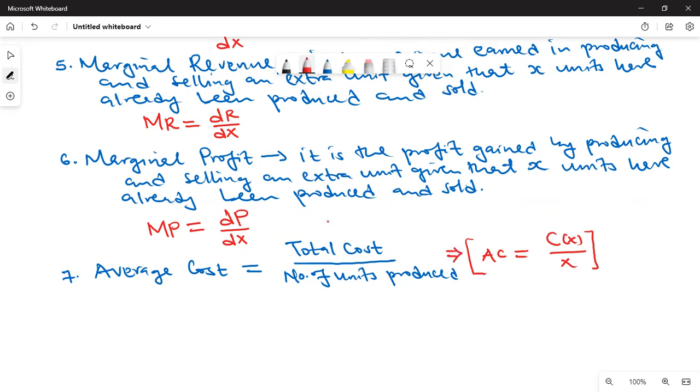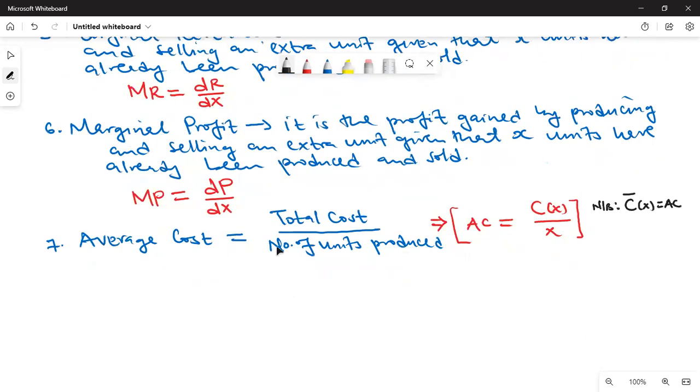Total cost, and in some books you'll find them using C of X bar. With the bar it means average cost. Take note that in some books you'll find it written as C of X with a bar. This is simply the same as average cost. So when you see the bar, just take note it's the same as average cost.